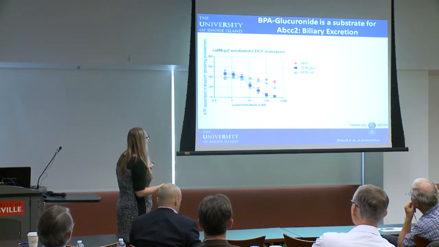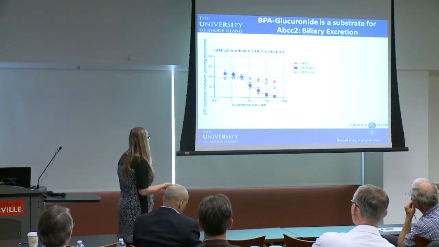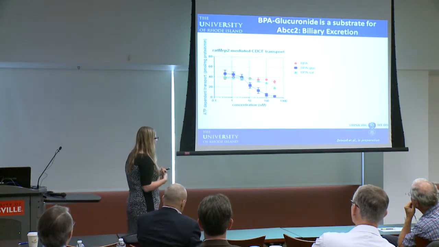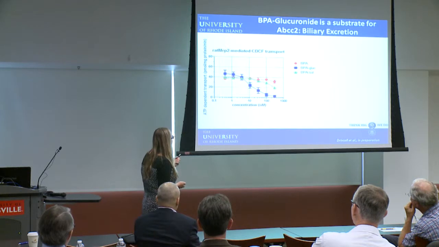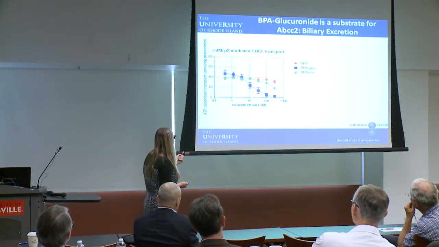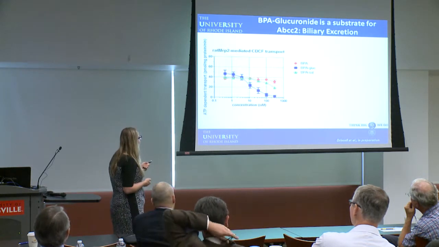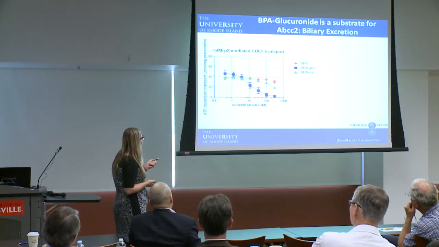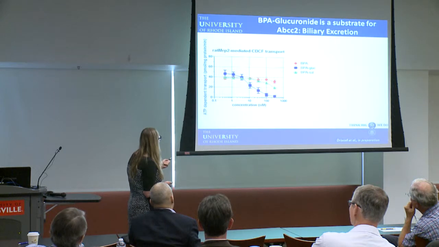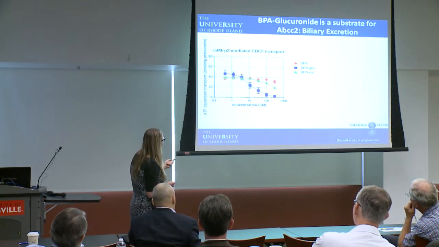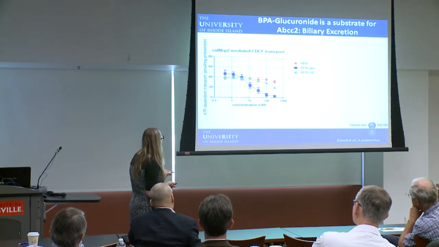MRPs require ATP in order to transport. They will liberate ATP if there's transport. You can utilize the dye CDCF and measure its inhibition into vesicles. Here we see that BPA itself does not really interfere with CDCF transport. BPA sulfate inhibits it a little bit, but BPA glucuronide is able to inhibit that transport.